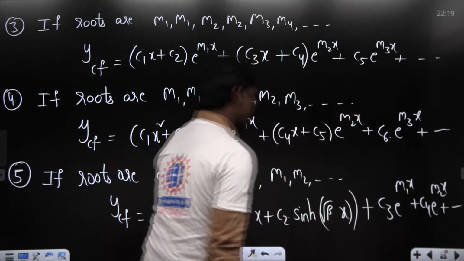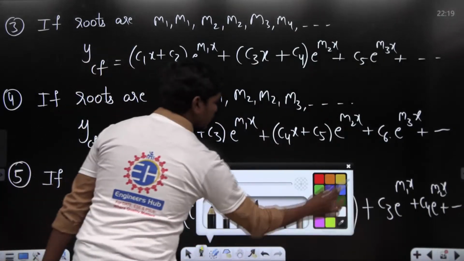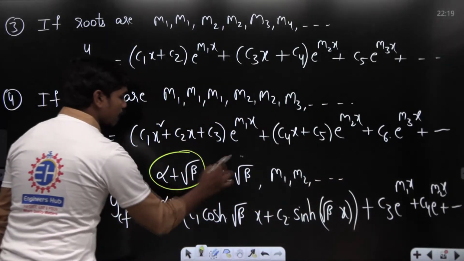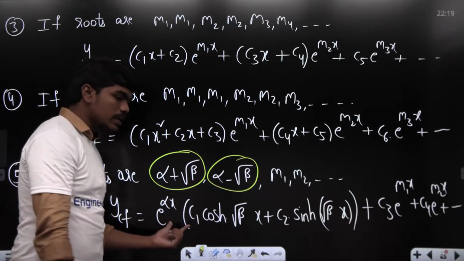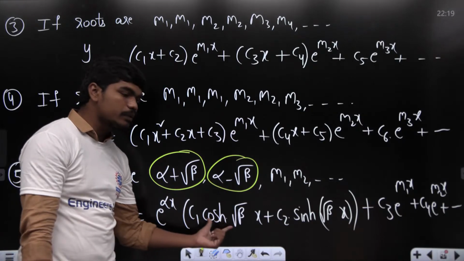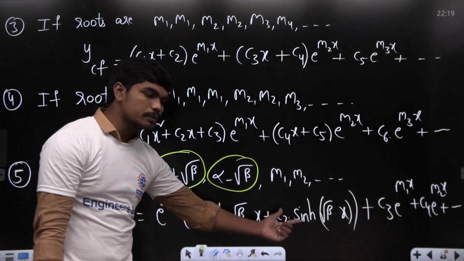This is what you have. Now, did you understand, if these are two roots given by alpha plus root beta and alpha minus root beta, then the complementary function of the differential equation can be written as e power alpha x into c1 cos hyperbolic of root beta x plus c2 sin hyperbolic of root beta x.